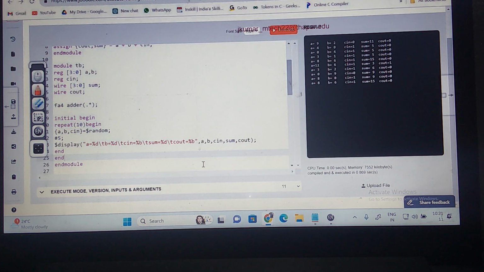3 plus 1 plus 1 means what? 5. Again, 8 plus 6 means what? 14. 14 plus 1 means what? 15. 12 plus 6 means how much? 18. 18 plus 1 means what? 19. So what is 19 in binary?